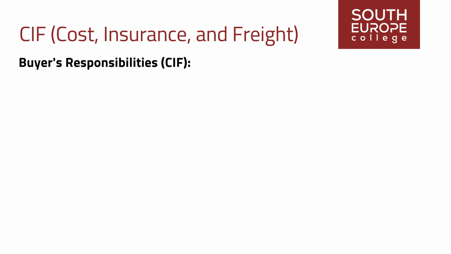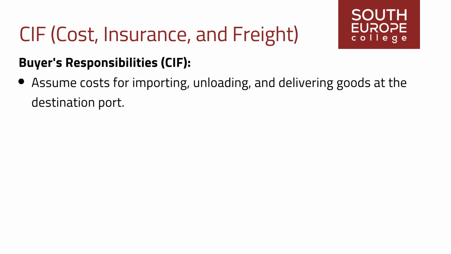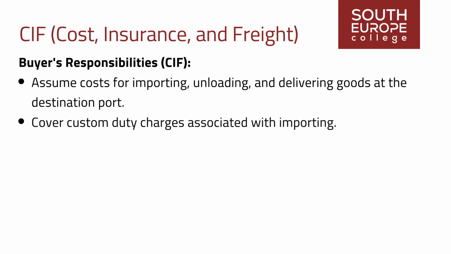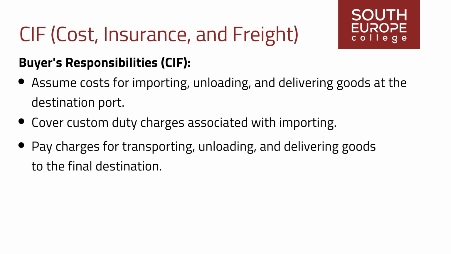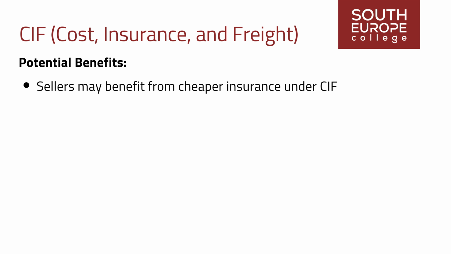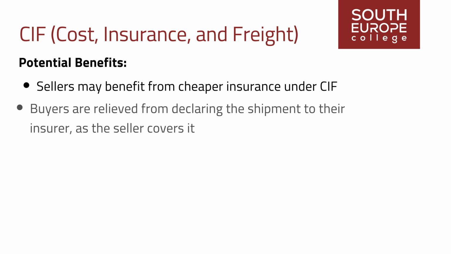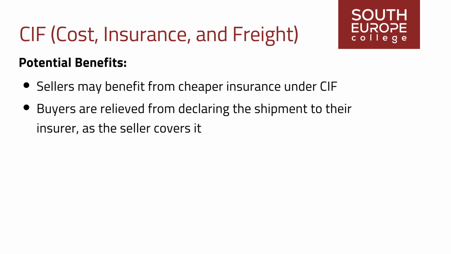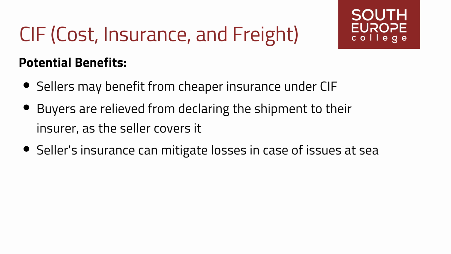Buyer's responsibilities under CIF: assume costs for importing, unloading, and delivering goods at the destination port, cover custom duty charges associated with importing, pay charges for transporting, unloading, and delivering goods to the final destination. Potential benefits: sellers may benefit from cheaper insurance under CIF. Buyers are relieved from declaring the shipment to their insurer as the seller covers it. Seller's insurance can mitigate losses in case of issues at sea.